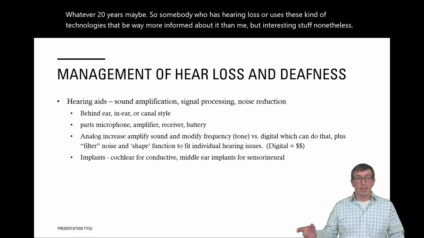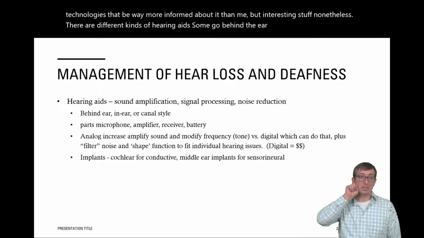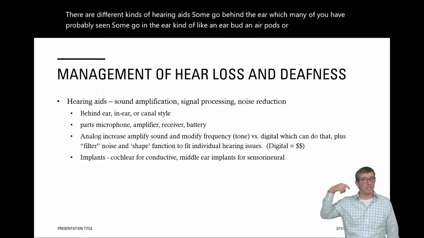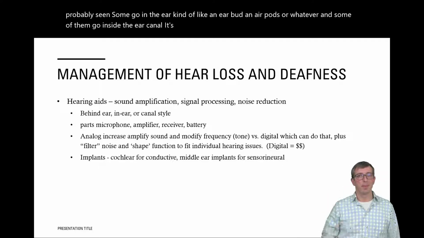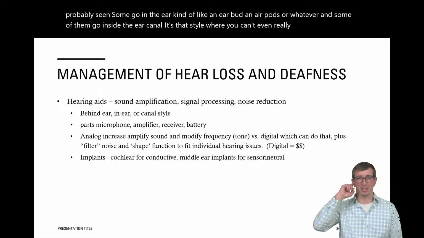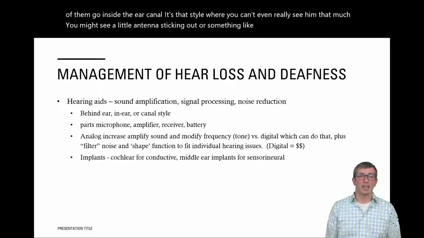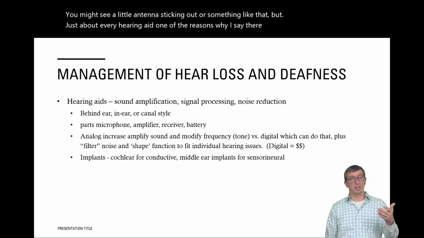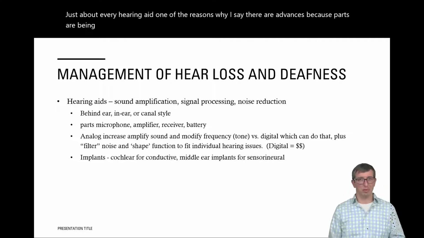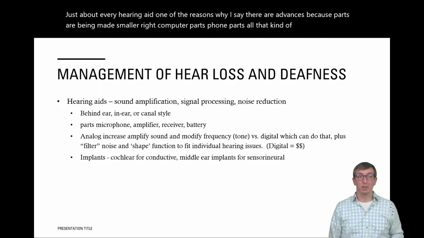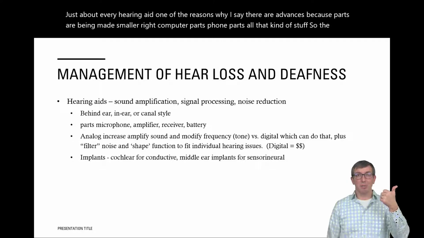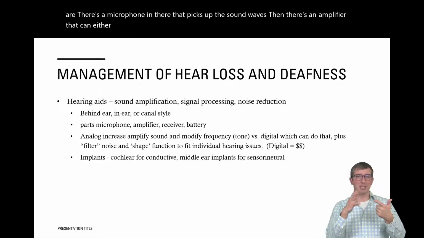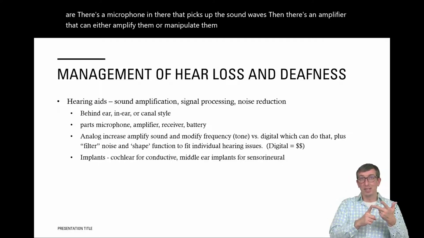There are different kinds of hearing aids. Some go behind the ear, which many of you have probably seen. Some go in the ear, kind of like an earbud, like AirPods. And some go inside the ear canal. It's that style where you can't even really see them that much. You might see a little antenna sticking out. One of the reasons I say there are advances is because parts are being made smaller, right? Computer parts, phone parts, all that kind of stuff. So there's a microphone in there that picks up the sound waves. Then there's an amplifier that can either amplify them or manipulate them somehow. There's a receiver and then a battery.